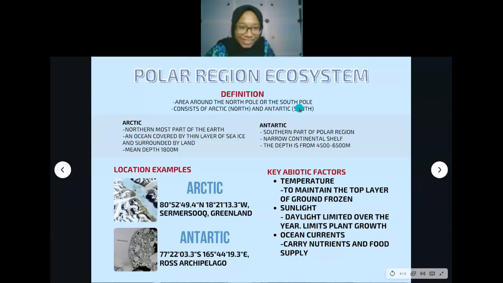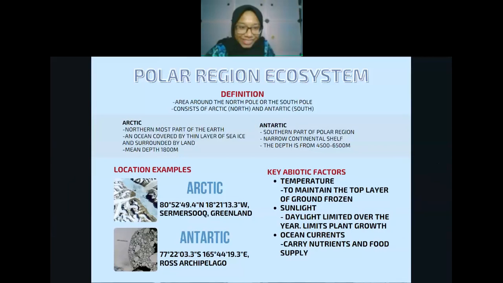So for the Arctic, it is the northernmost part of Earth, and it's an ocean that is covered by a thin layer of sea ice and surrounded by land. The mean depth of the Arctic is 1,800 meters. So the next one is the Antarctic specification: it is the southern part of the polar region with a narrow continental shelf. The depth is from 4,500 to 6,500 meters. The polar region is located at the Arctic and Antarctic, at Somerset, Greenland and Ross Archipelago.